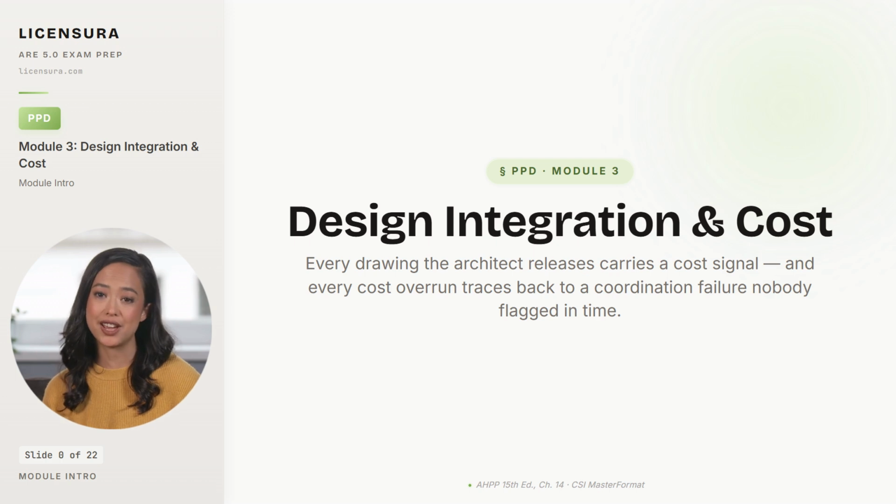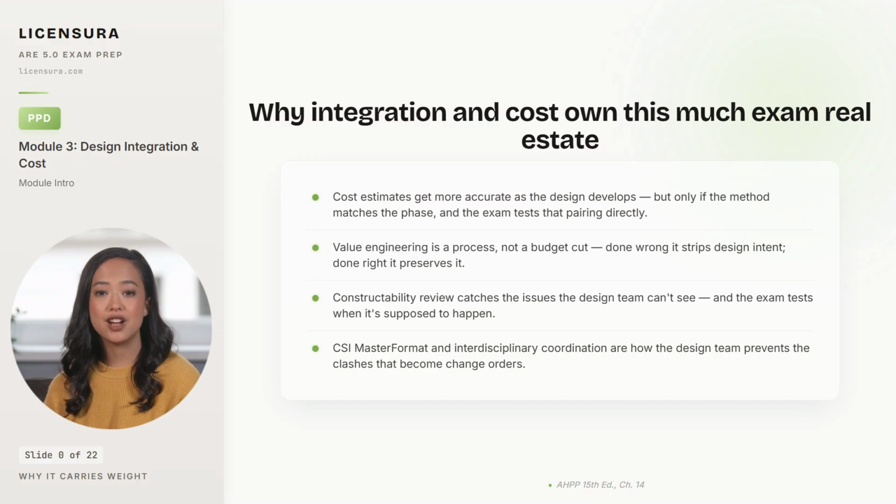one continuous obligation. Miss either side and you fail the exam, or worse, hand the owner a building that costs twice what it should. Here are 4 reasons this module sits where it does on the PPD exam. 4 reasons integration and cost carry this much weight.